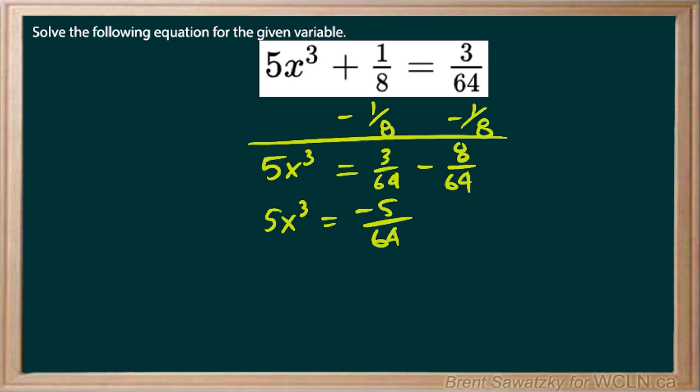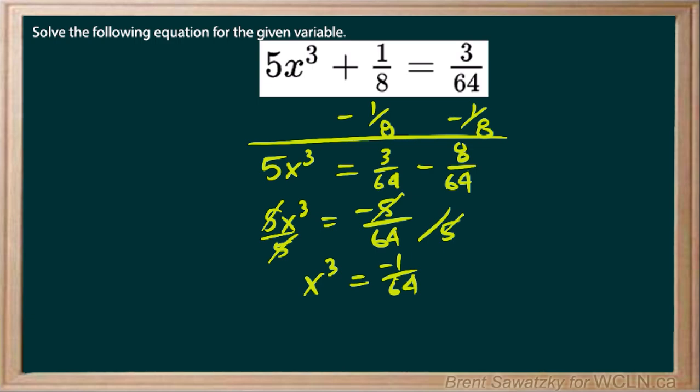Okay, so I guess the next step would be to divide both sides by 5. Basically we end up with a 5 on the bottom, so it's 64 times 5. You could look at it that way. And so the 5's cancel out in the same way they cancel out there. We end up with x to the 3, and we're left with a -1 over 64.